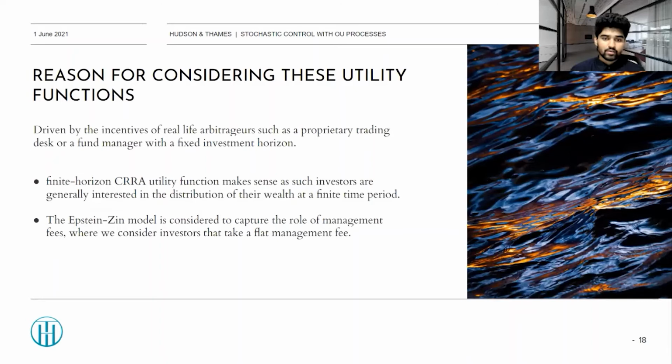So what are the reasons for actually considering these utility functions? So our logic is basically driven by the incentives of real-life arbitrageurs, such as prop trading desks or fund managers with a fixed investment horizon. So in this case, using a finite horizon CRR utility function makes sense, as such investors are generally interested in the distribution of the wealth over a finite time period. And in the real world, we also need to consider the role of management fees. So for that reasoning, we use the Epstein-Zin model, which captures the role of management fees. Actually, it captures a flat management fee, so that's our assumption in this model.